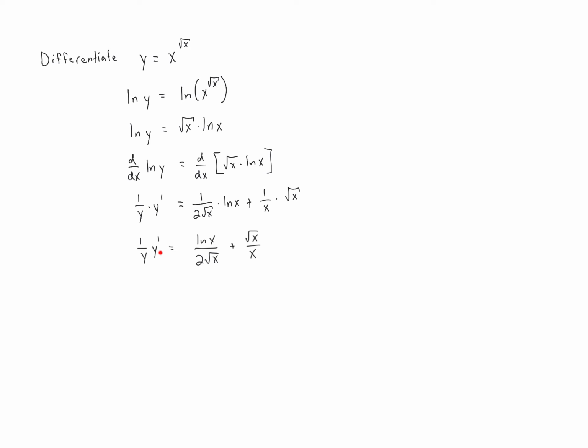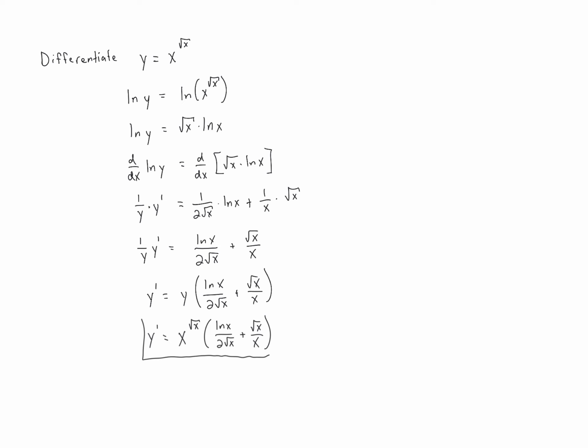Now, at this point, to get the y prime alone, we can multiply both sides by y. So this is going to give us y prime equals y times all of that, ln of x over 2 root x plus root x over x. And then we want everything in terms of x, so we can replace y with x to the root x. And that gives us y prime equals x to the root x times ln of x over 2 root x plus root x over x. This is a fine final answer.